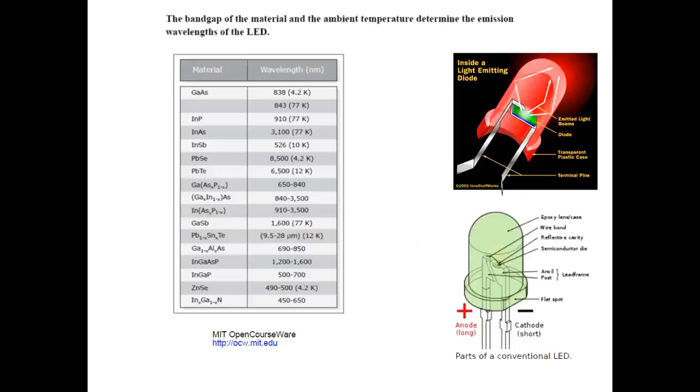So the bandgap of the materials and the ambient temperature determine the emission wavelength of LEDs. These are the materials with the corresponding wavelengths that are used. And we also have a schematic of an LED.